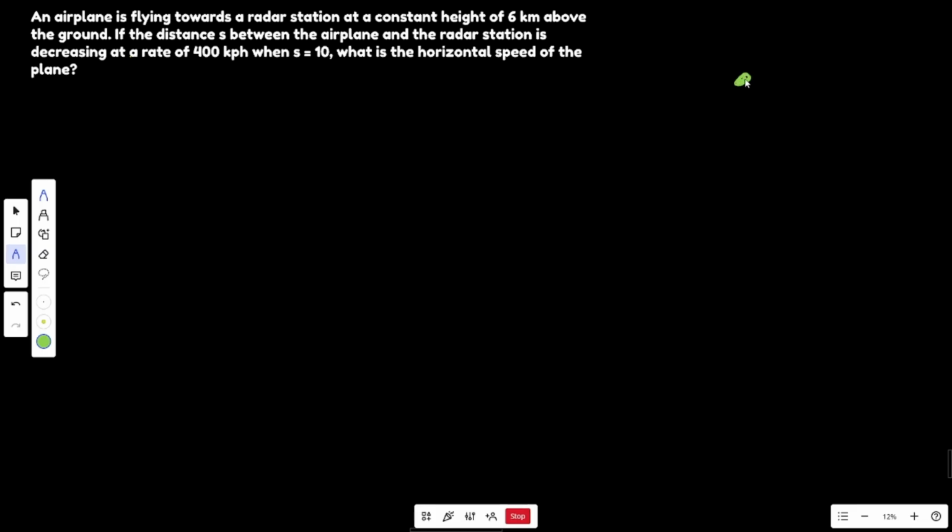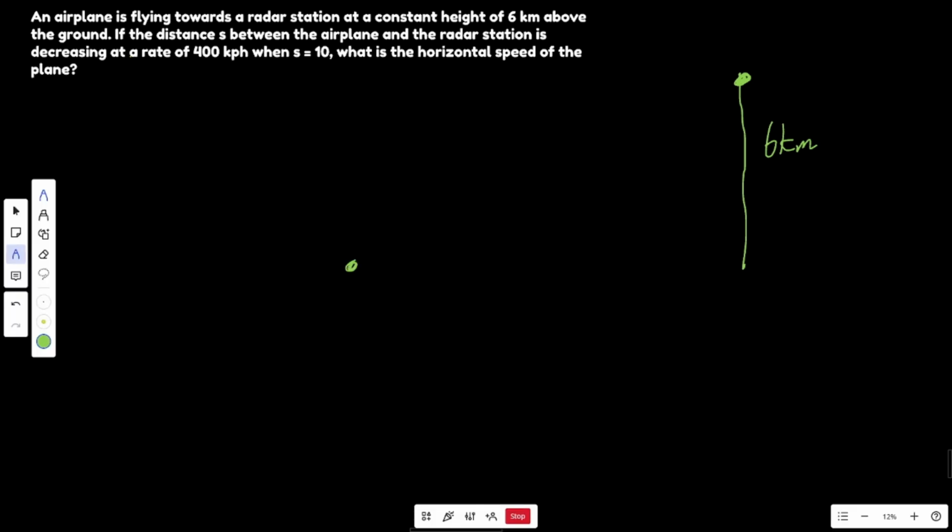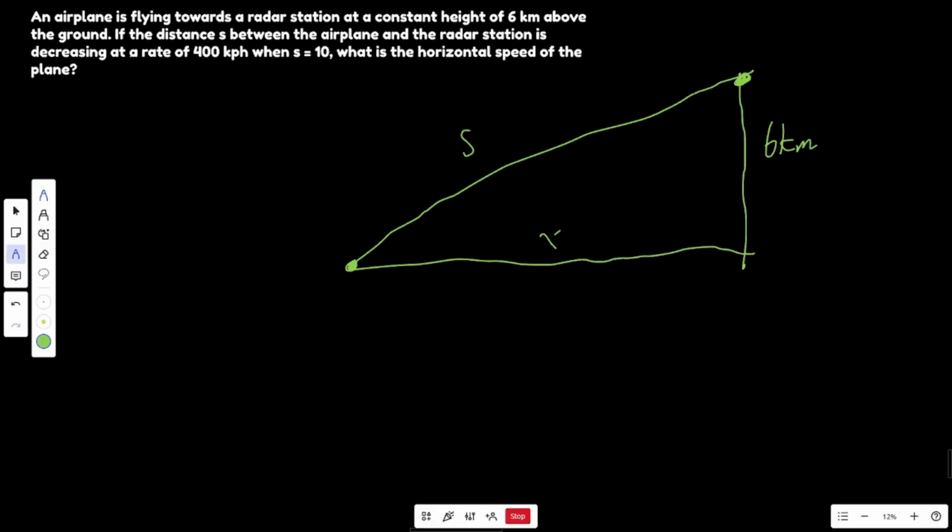So, first step, like we did in optimization, is to draw the problem. So we know that an airplane is flying, so it's high in the sky. This is the airplane, and it's 6 kilometers from the ground. So 6 kilometers. Now we also know that there's a distance between the airplane and the radar station. So the radar station is on the ground as well, obviously, and this distance here is s. And we also know that there's another distance here, which is x. We'll just call this x, and we'll make this y, just so that it's simpler for us.